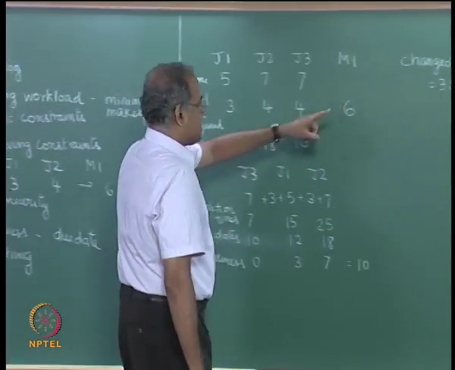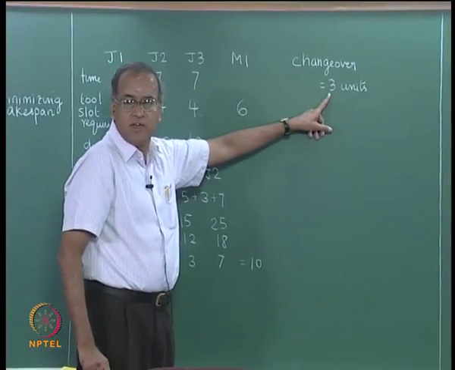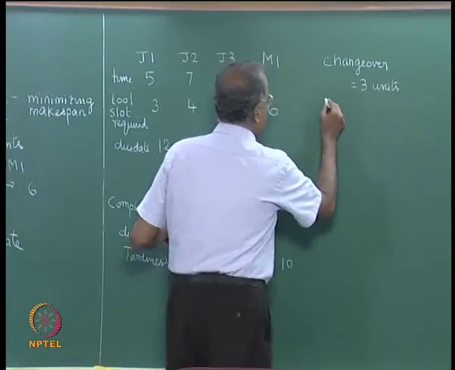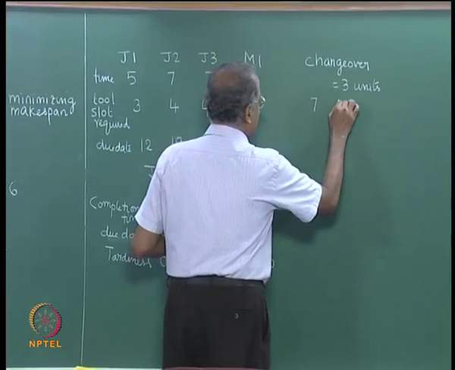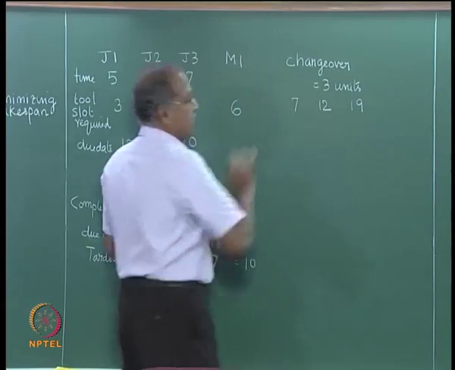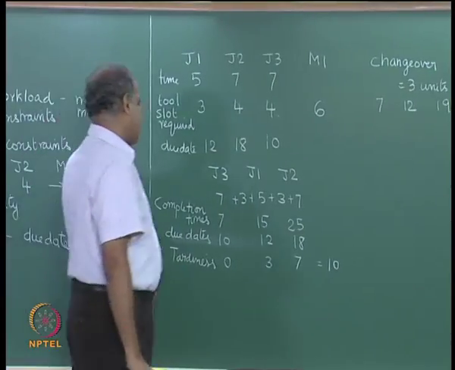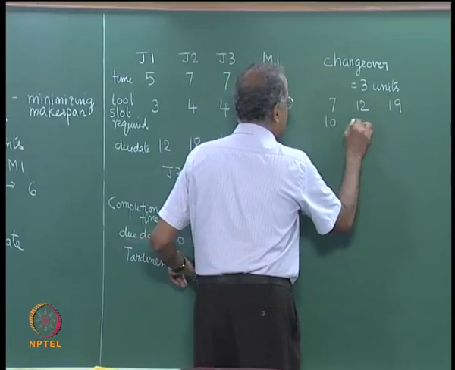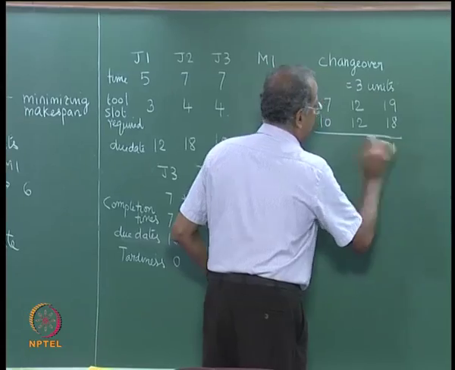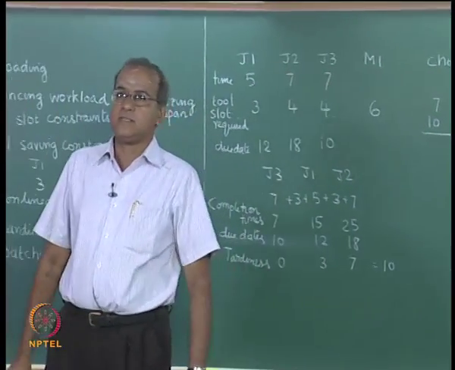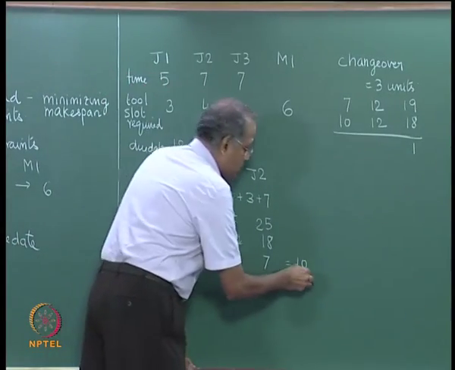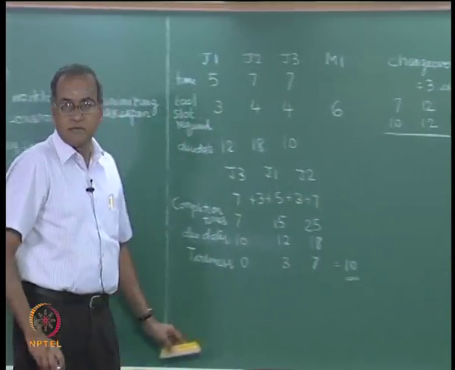If we ignore these changeover times, if we do not have any changeover time, then the completion times will be 7, 7 plus 5 12, 12 plus 7 19. The due dates are 10, 12 and 18. So, this is the only one with tardiness, total tardiness is equal to 1. But if we include the changeover time, the total tardiness is 10.